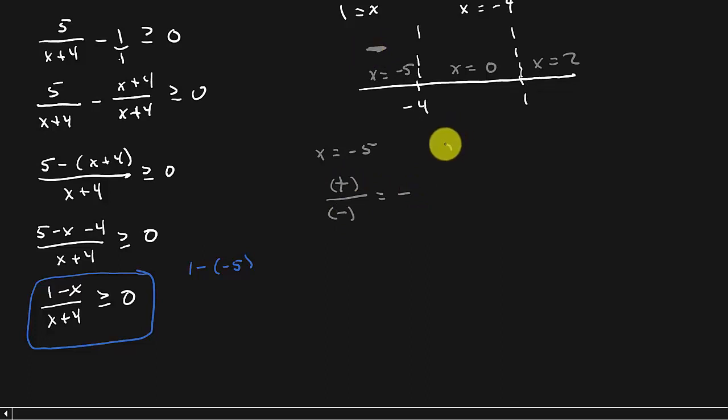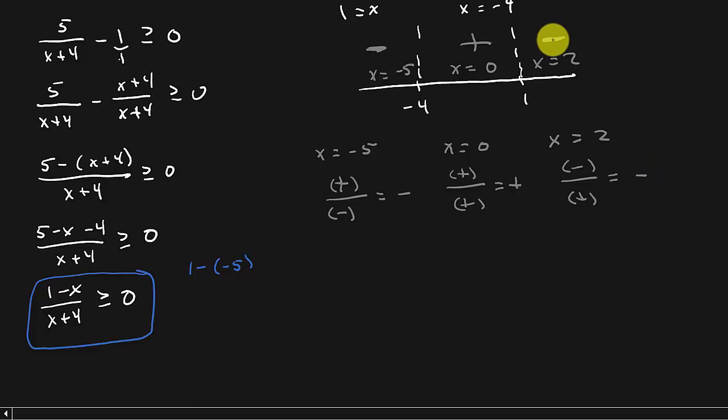And then we have x equal 0. So if I plug the 0 in, 1 minus 0 is 1. That's positive. Over, and then 0 plus 4 is positive 4, so that is a positive. So everything in this region is positive. And then x equal 2. Well, plug the 2 in. 1 minus 2 is negative 1. That's negative. And 2 plus 4, that's positive. And a negative over a positive is negative, so this is negative.